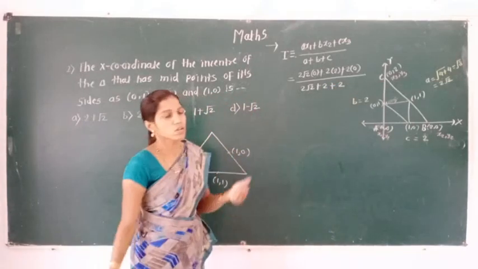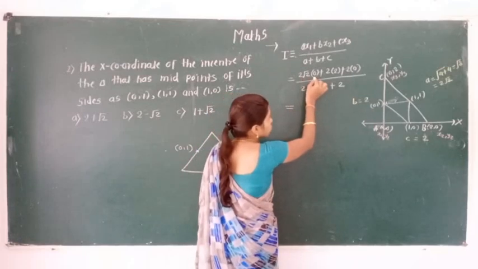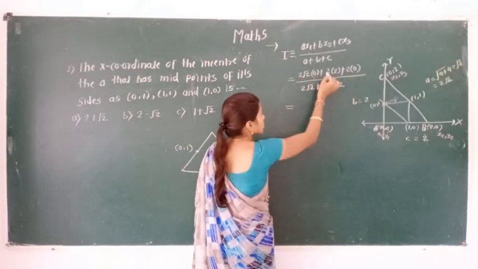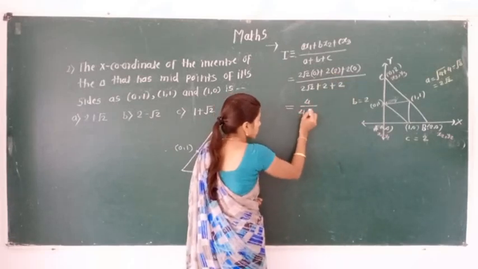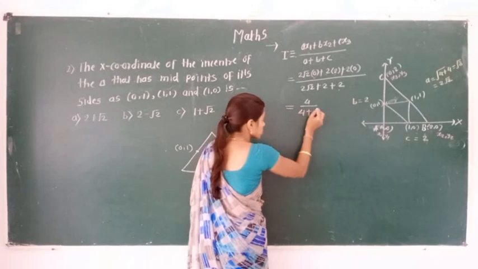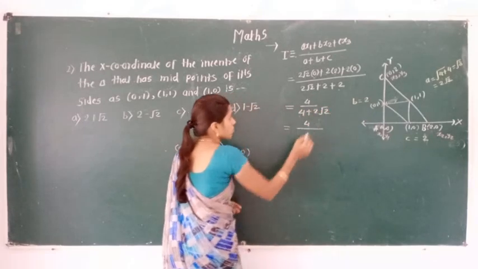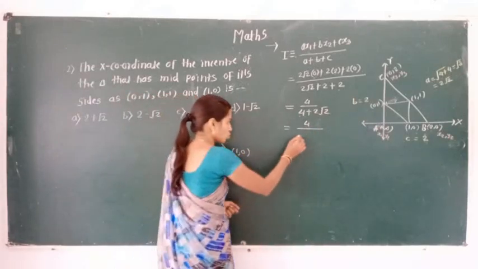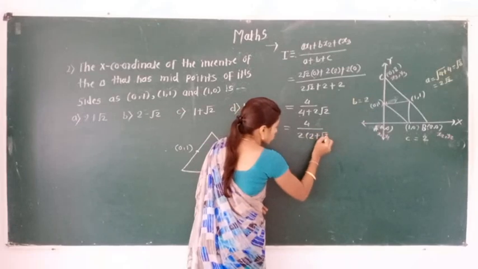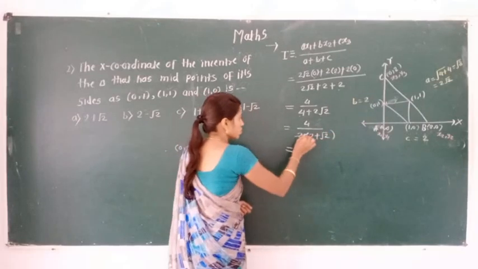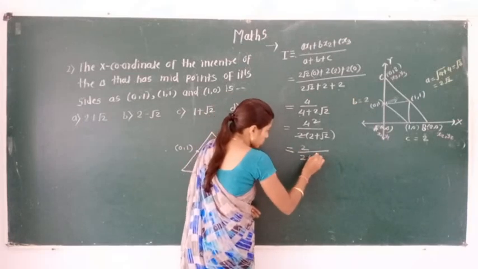Now first of all simplify the numerator and denominator. This is 0, this is also 0. 2 into 2 is 4, divided by 4 plus 2 plus 2 root 2, which is 4 plus 2 root 2. Take 4 as it is. The common factor of the denominator terms is 2, so write 2 in brackets (2 plus root 2). Now simplify this: 2 twos are 4, so write 2 divided by (2 plus root 2).